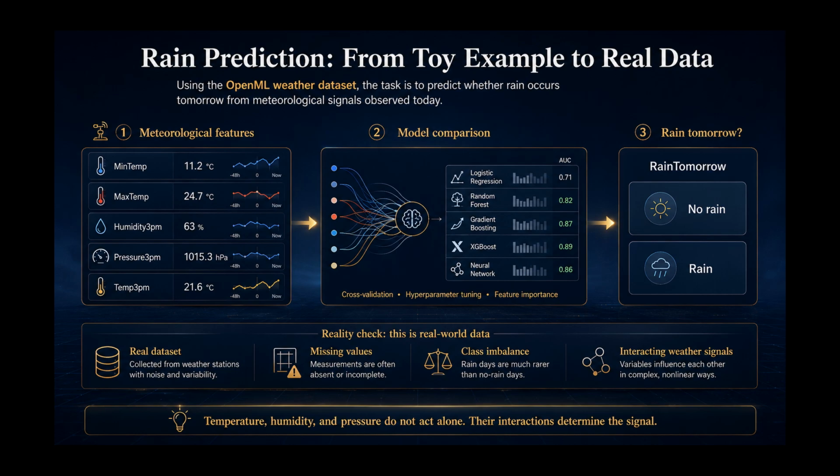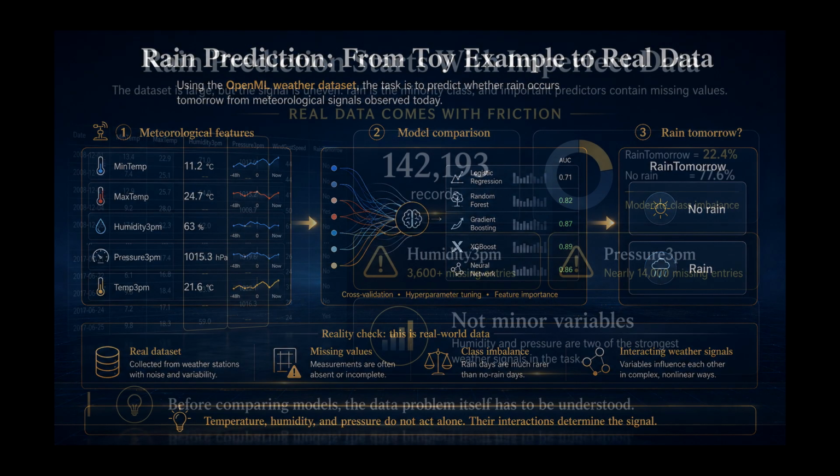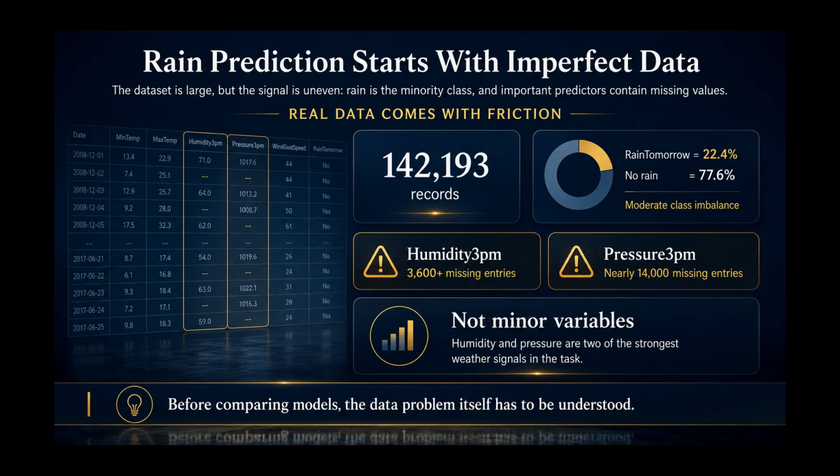Using the OpenML weather dataset, the task is to predict whether it will rain tomorrow from meteorological features such as minimum temperature, maximum temperature, humidity at 3 p.m., pressure at 3 p.m., and temperature at 3 p.m. This is no longer a clean toy problem. The dataset contains 142,193 records. Only 22.4% of examples are labeled as rain tomorrow, which creates a moderate class imbalance.